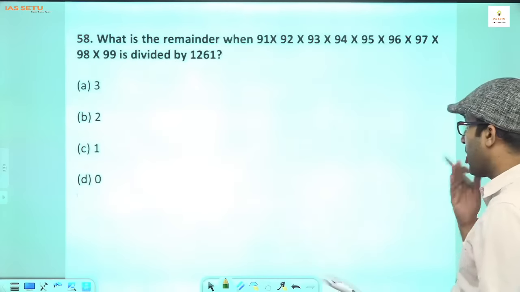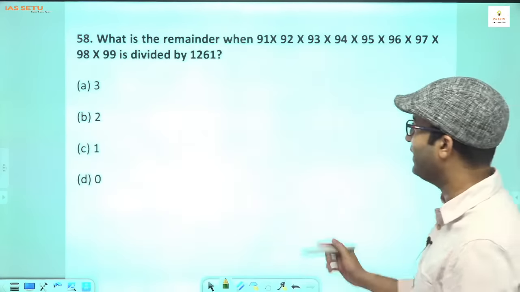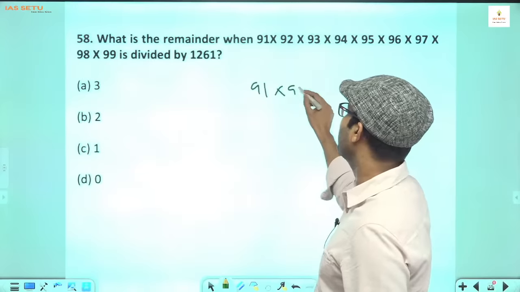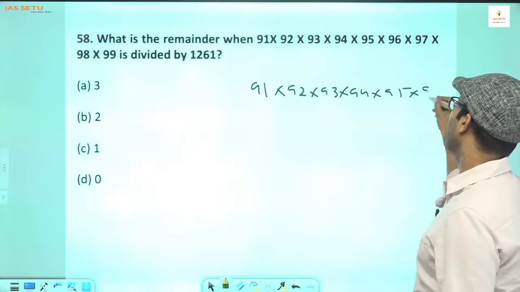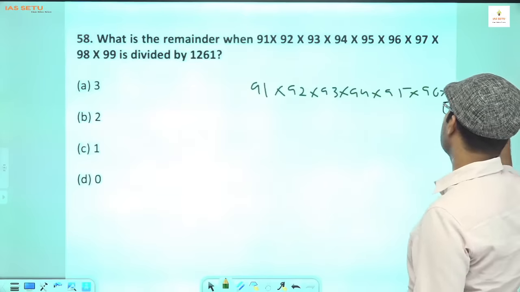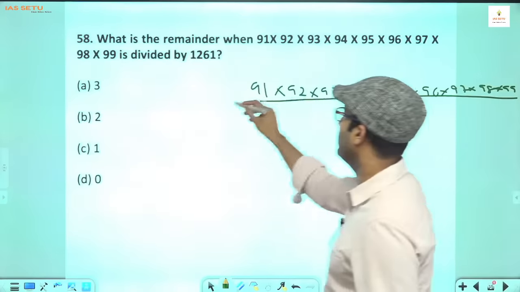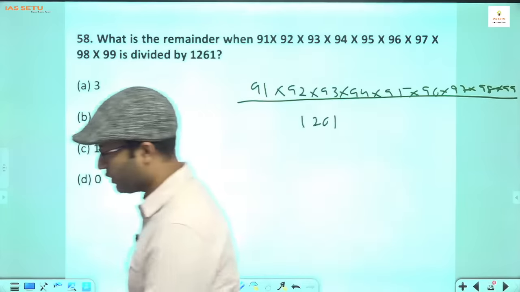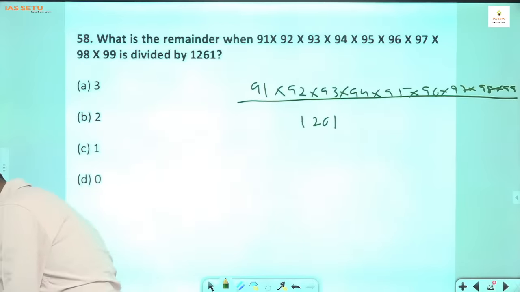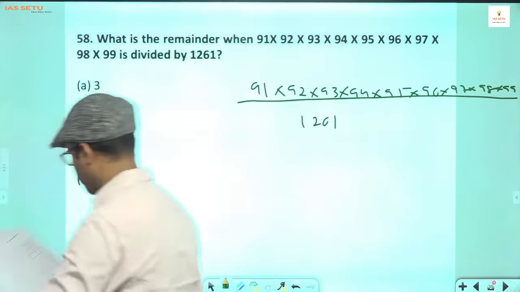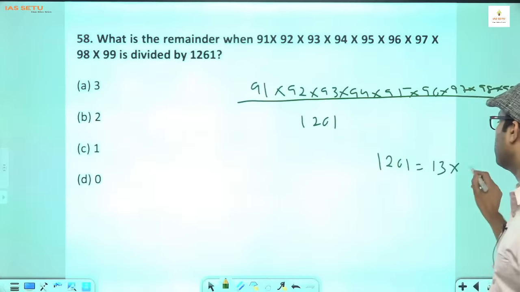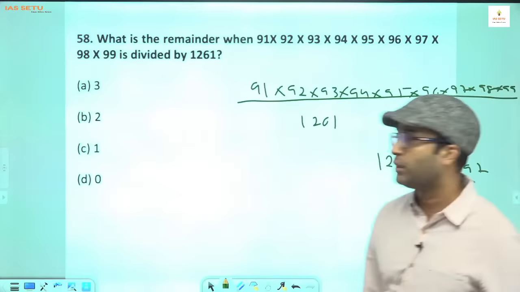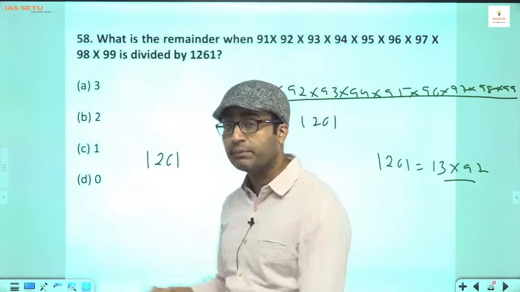Next question. Question number 58. 91, 92, 93, 94, 95, 96, 97, 98, 99 divided by 1261. What is the remainder? There is nothing much in this; you should know 1261. It is divisible by 13, 13 into 97. What you have to do is check 1261. It is not a prime number.